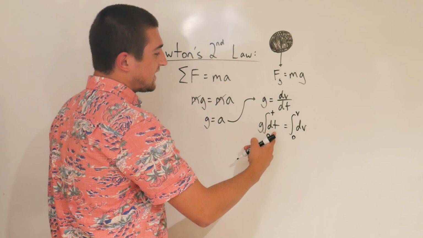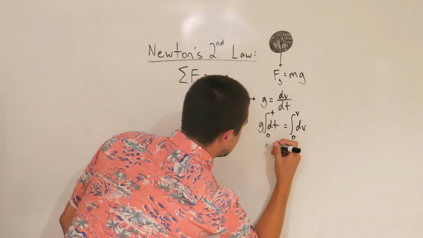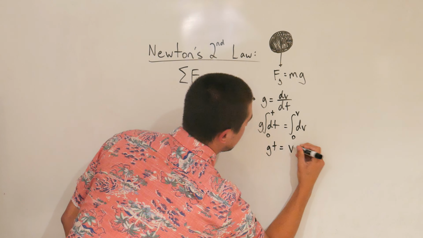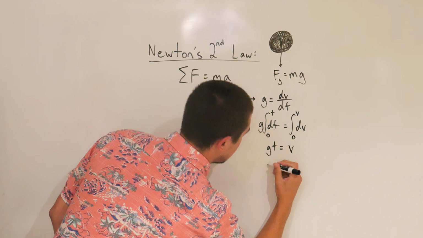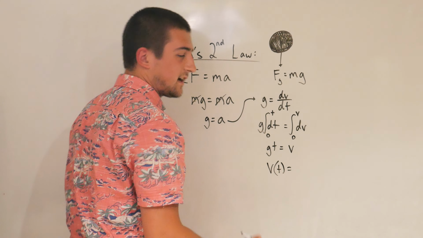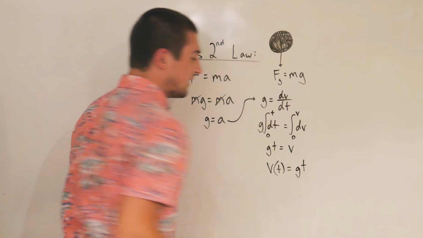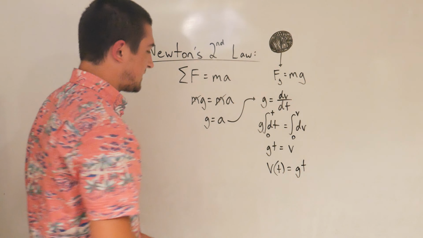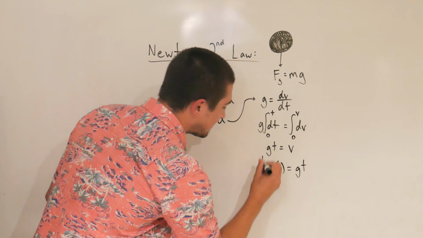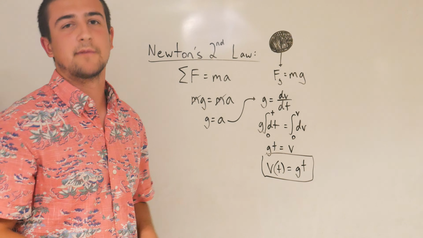And the integral of dt is just t, and the integral of dv is v. So we will have g times t is equal to v. And so our function is v of t, velocity as a function of time, is equal to acceleration due to gravity times time. And so at any point in time, after you release that ball, you can plug in that value of time right here and find the velocity that much time after you dropped it.